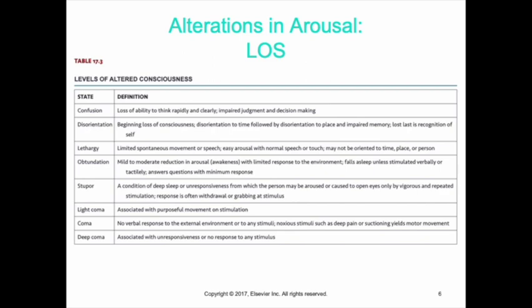You can also see that there are alterations in arousal, which we talked about, and the levels of altered consciousness that we spoke of earlier. We said that there were different states and stages from alert and oriented to confusion and coma. And you can see using this chart that the state of confusion really is the loss of ability to think rapidly and clearly. So there's going to be some impaired judgment and decision making.